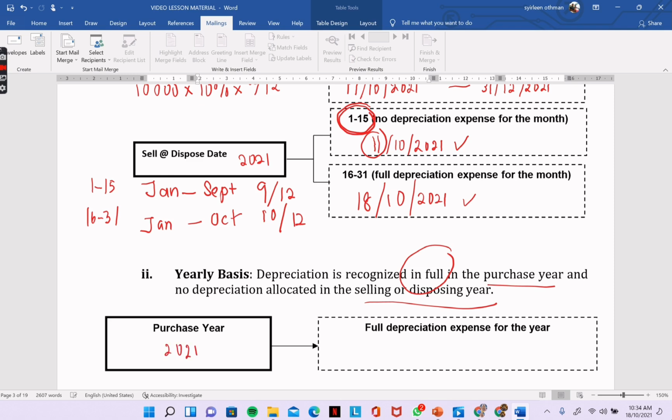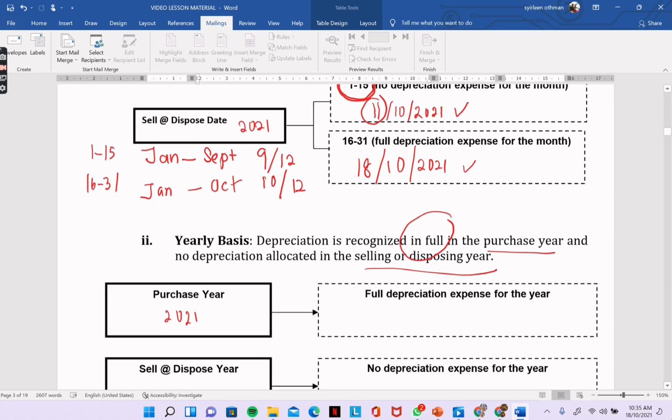So it doesn't matter when you buy, as long as you bought the item in any of the months in 2021. When we calculate depreciation for that particular asset, it will be depreciated in full. That means if I use the same data as the one given on the monthly basis, my depreciation will still be 10,000 ringgit times 10%, even though I bought it on the 30th of December.